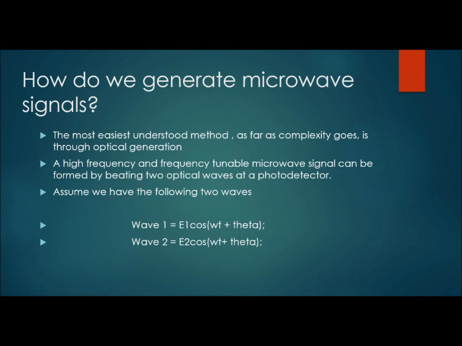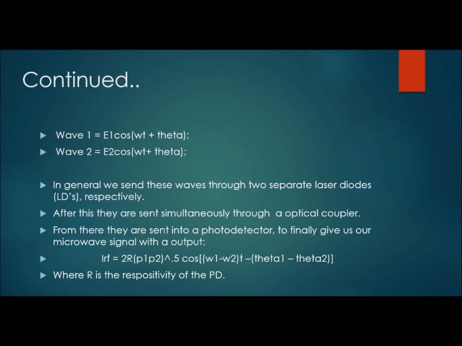The most easily understood method, as far as complexity goes, is through optical generation. A high-frequency and frequency-tunable microwave signal can be formed by beating two optical waves at a photodetector. Assume we have the following two waves, wave 1 and wave 2. In general, we send these waves through two separate laser diodes, LDs, respectively. After this, they are sent simultaneously through an optical coupler. From there, they are sent into a photodetector to finally give us our microwave signal as an output.